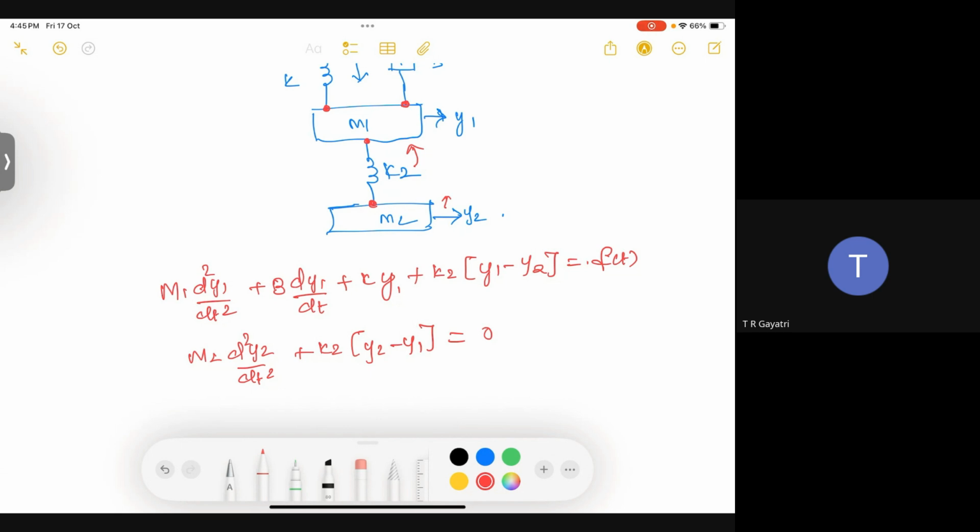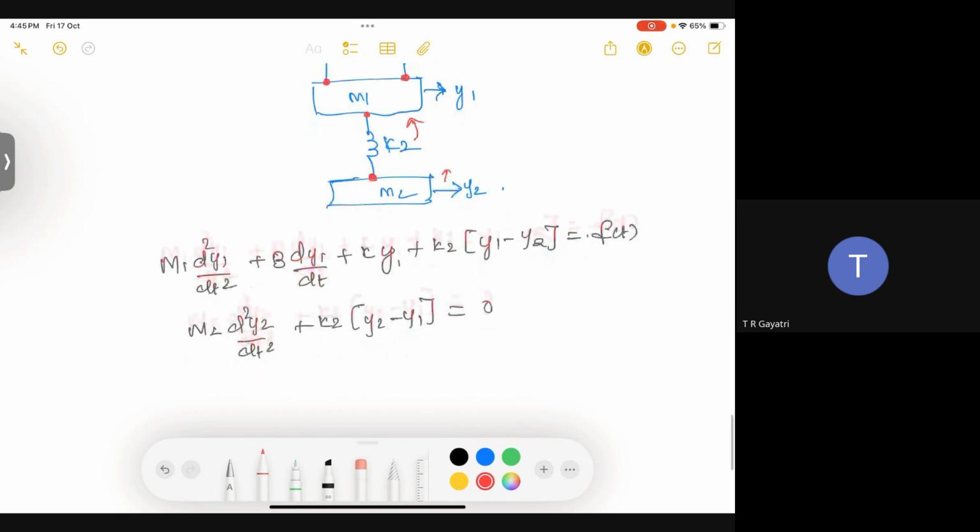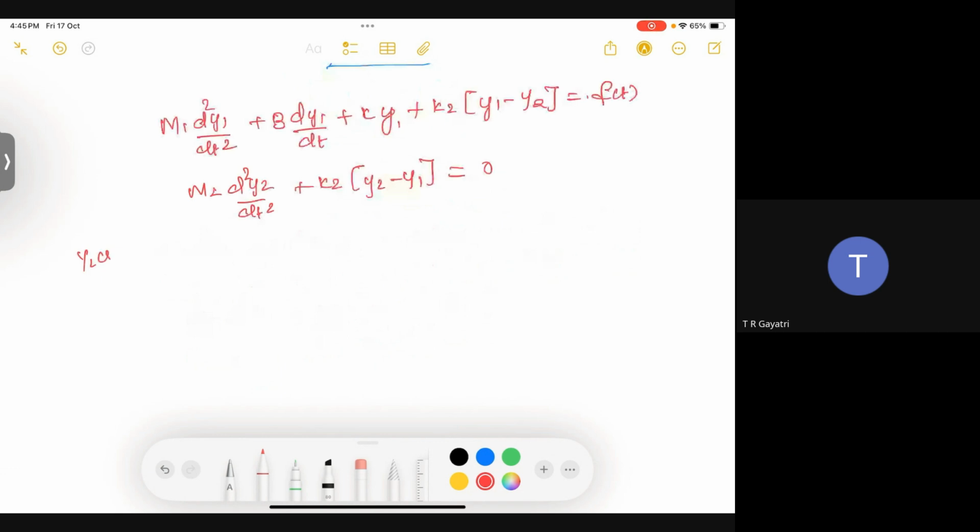Then you know the steps, right? The hard thing is writing this equation. We don't know how to start and may get stuck at some point. After this, find the Laplace transform, then write one equation in terms of the other. Then you will get the answer. The answer should be y2 of s by f of s.